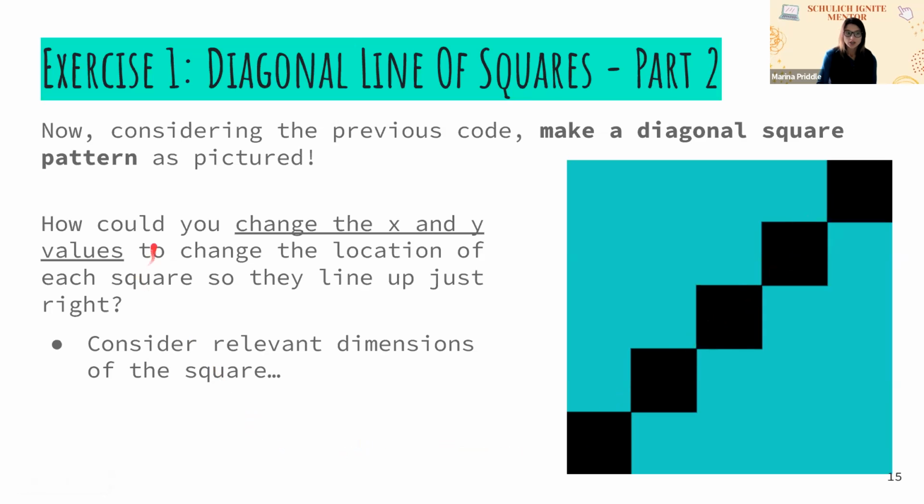Okay, so you just need to think how you can change the X and Y values, so you can change the locations of each square, so then they can line up in diagonal form. All right, so does anyone have any questions about that before I send you to the breakout rooms?